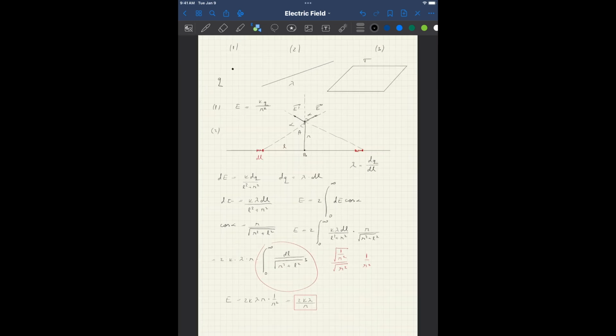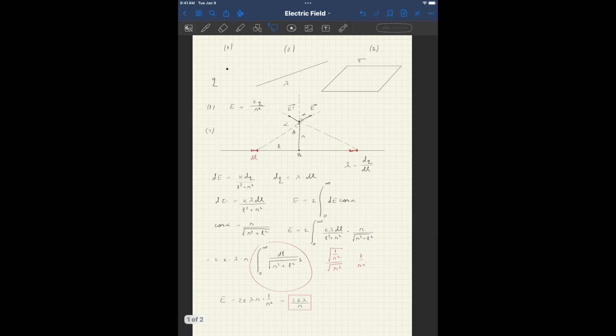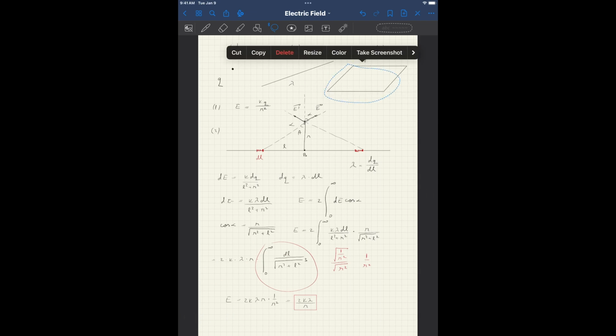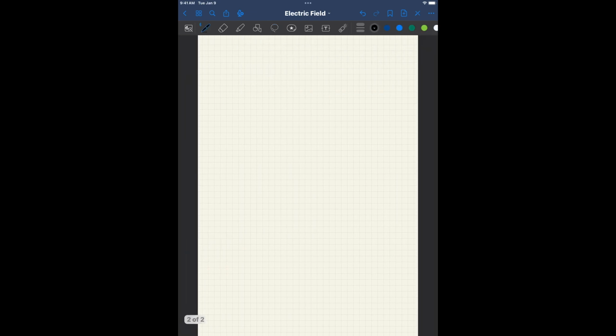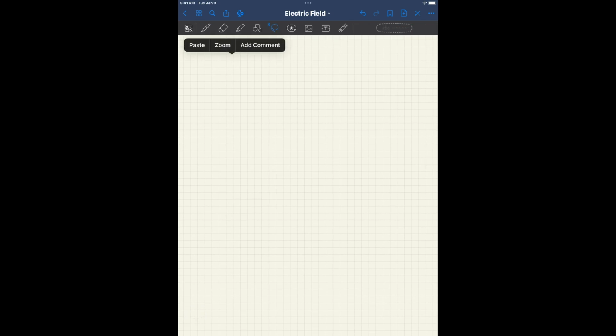Okay, now we can move on to the infinite uniformly charged plane. And I'll copy this drawing because it's easier. So this is our plane. And we want to measure the electric field strength at, let's say, keep the distance like r, keep the notation. So this is point A, this is point B on the plane, and this is the distance r. Okay, so how can we do this?